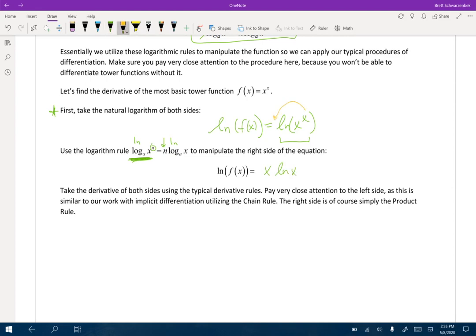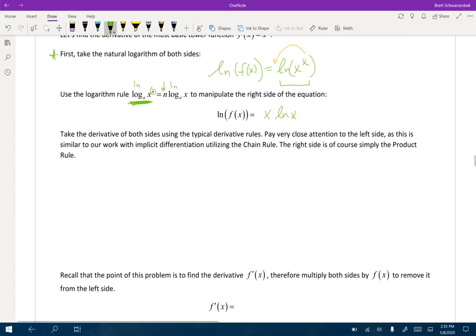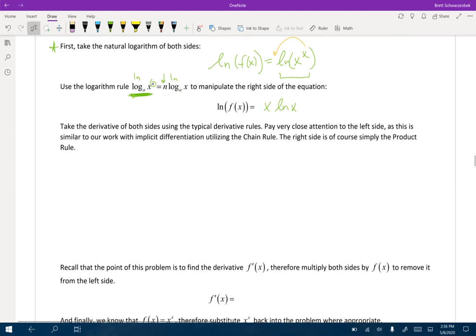So far, so good. This is what we're dealing with. Once we have this, we can then take the derivative of both sides of the equation. Now, when we do the derivative of both sides of the equation, we have to be careful. So first of all, let's do this. I'm going to write it out. So the derivative of the natural log of f of x equals the derivative of x natural log of x.